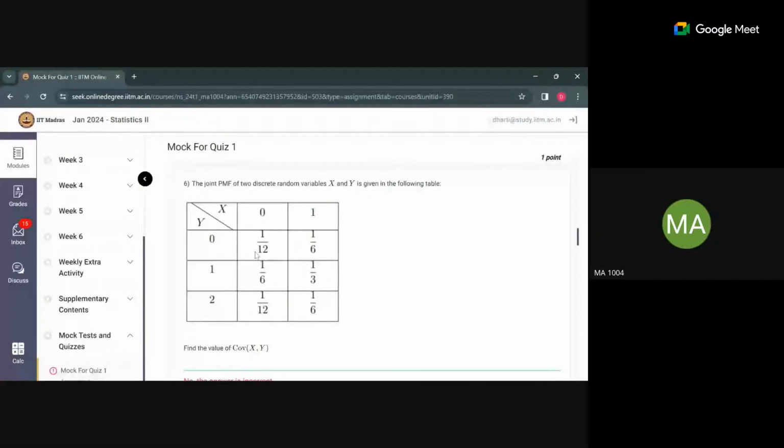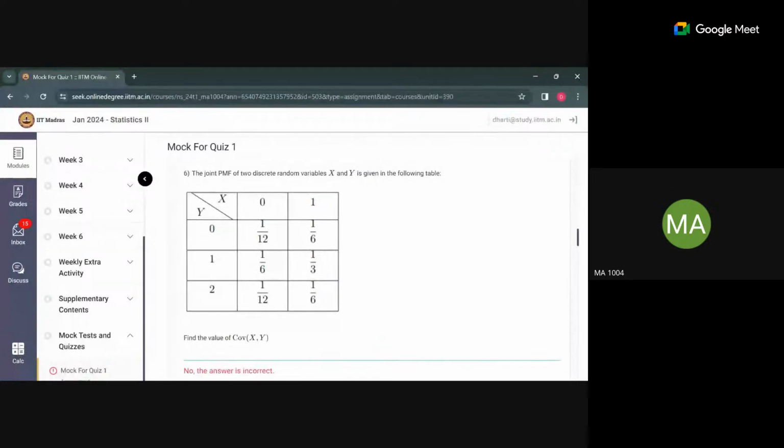Okay. The joint PMF of two discrete random variables x and y is given like that, and find the value of covariance of xy. So that's pretty much easy, right? You have the PMF table, you have the joint distribution for all of this, and you just have to calculate covariance of xy. So yeah, let's do it.